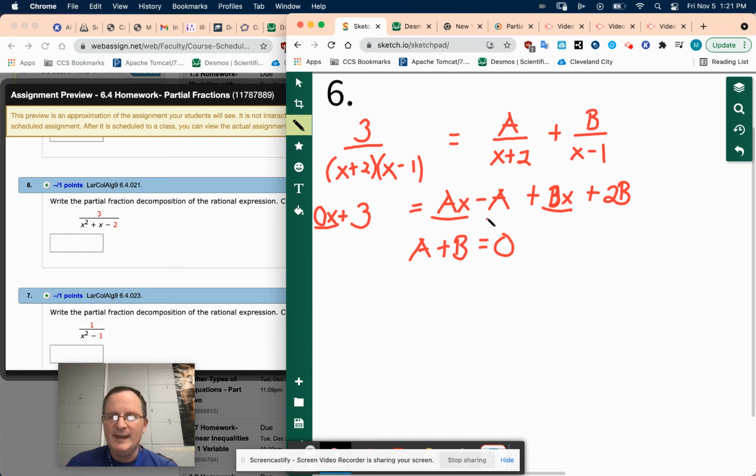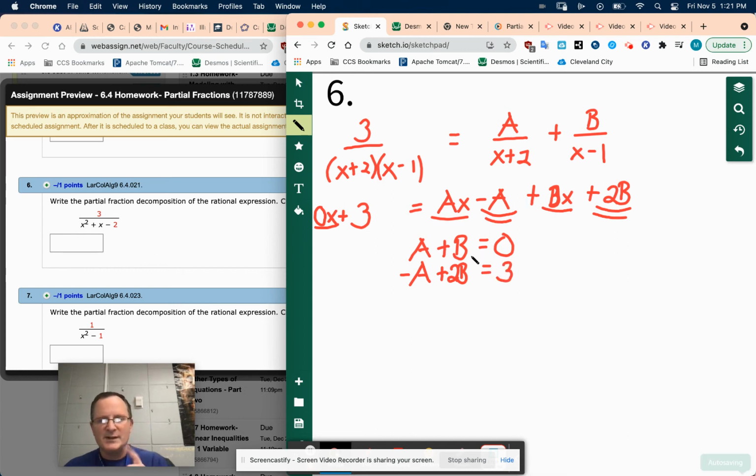Okay, and then these two, those two don't have x's, and so they have to add up to be 3. Otherwise, I wouldn't have this left-hand side. All right, so that's going to give me negative a plus 2b equals 3. It's a pretty simple system to solve.